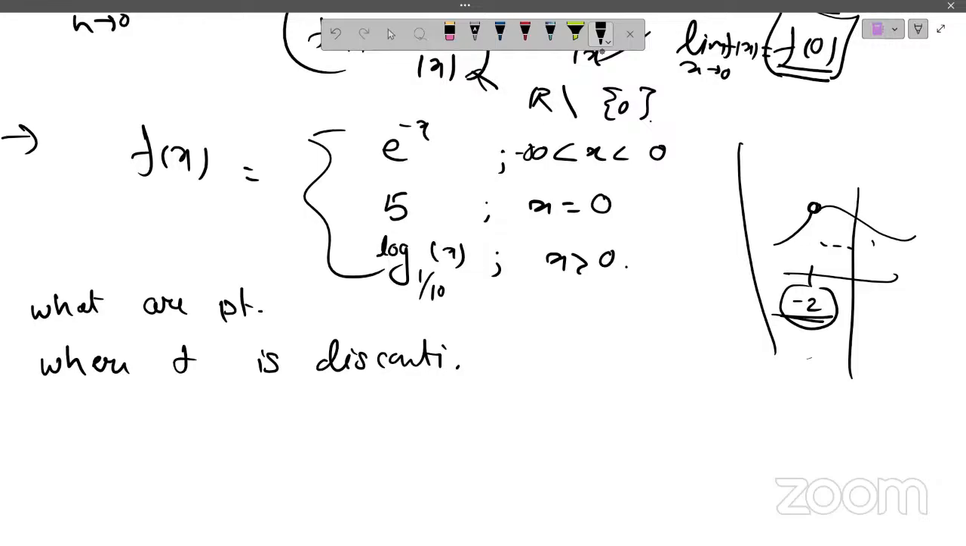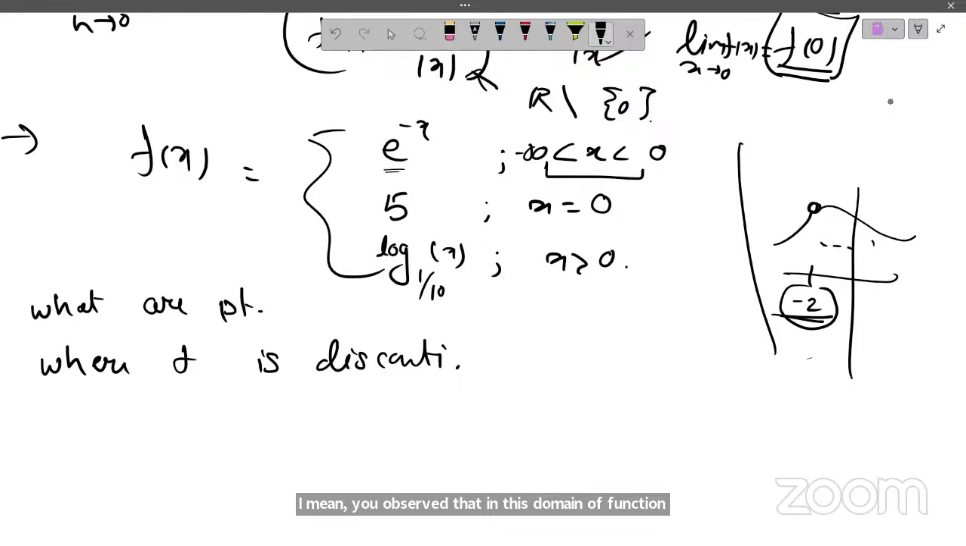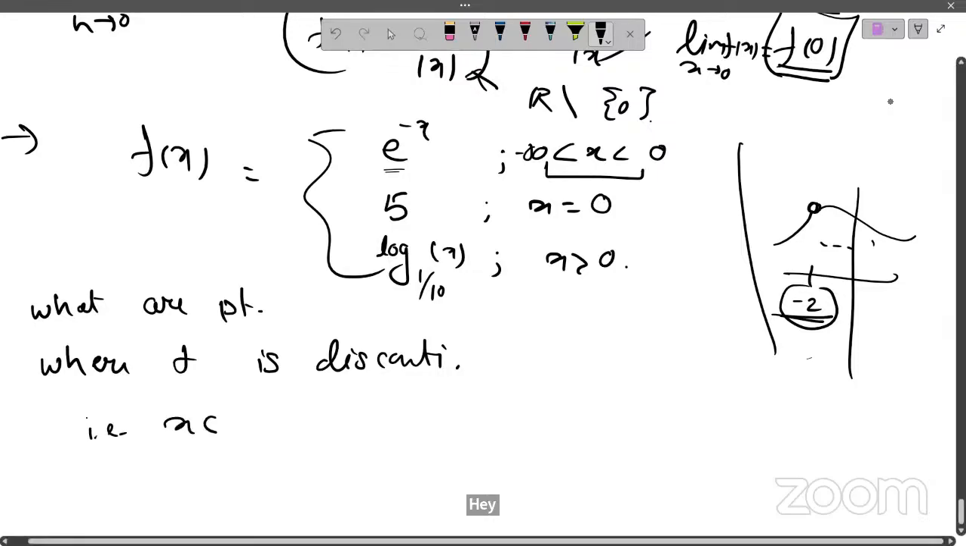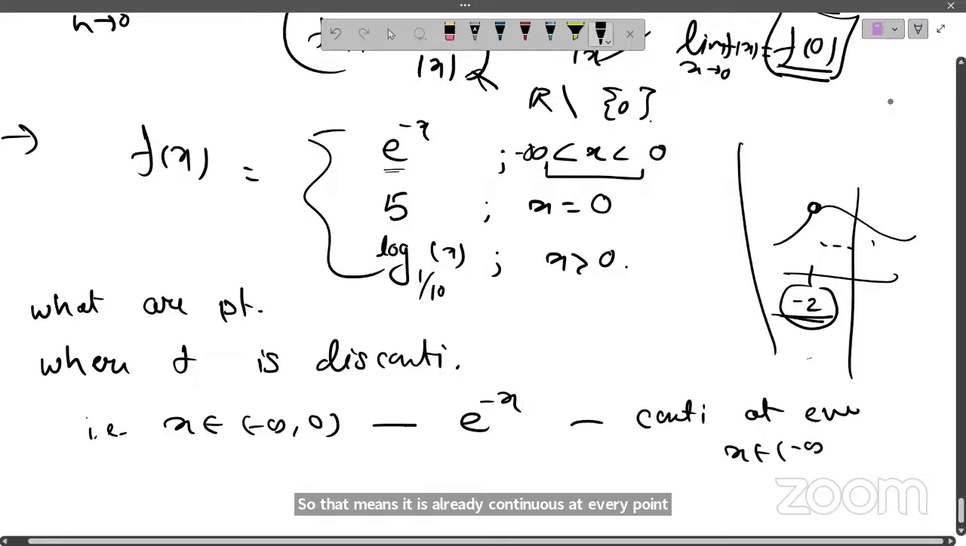What are the points of discontinuity? Just tell me in the chat box. How to do this? You observe that in this domain of the function, from -infinity to 0, it is just e to the power -x, correct? So when x belongs to -infinity to 0, it is simply e to the power -x. That means it is already continuous at every point in -infinity to 0, so here you don't need to check the continuity.